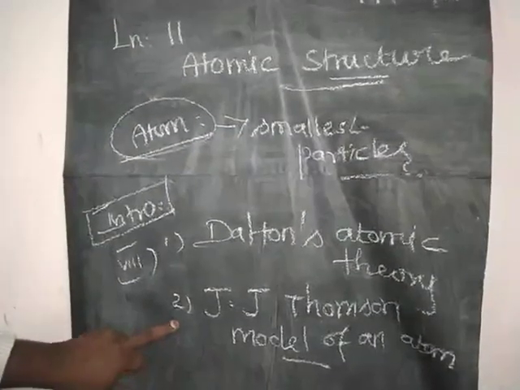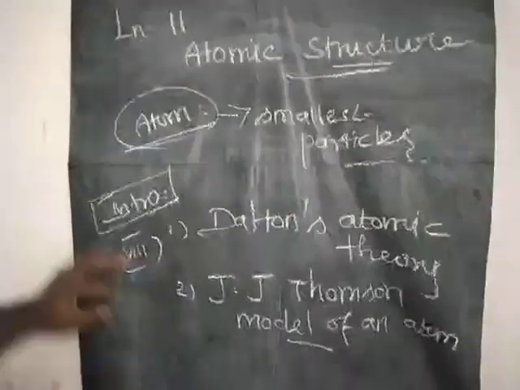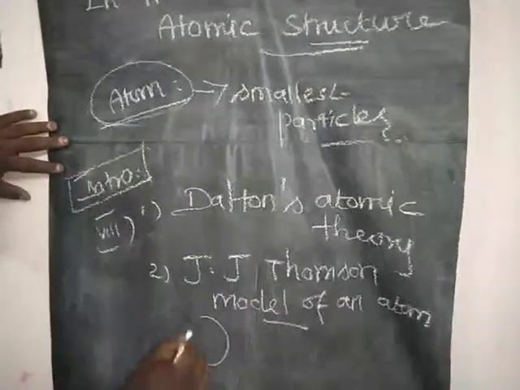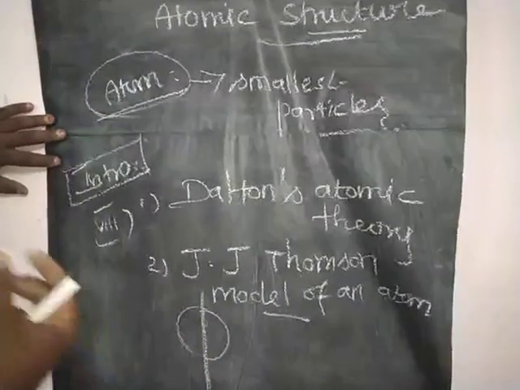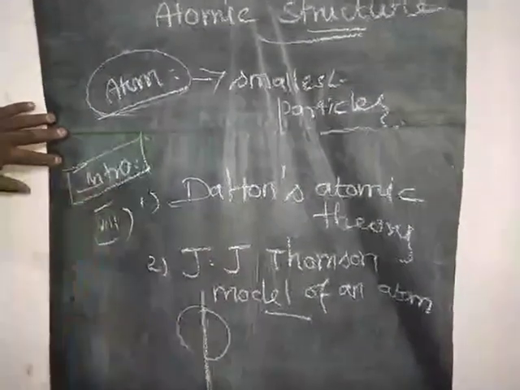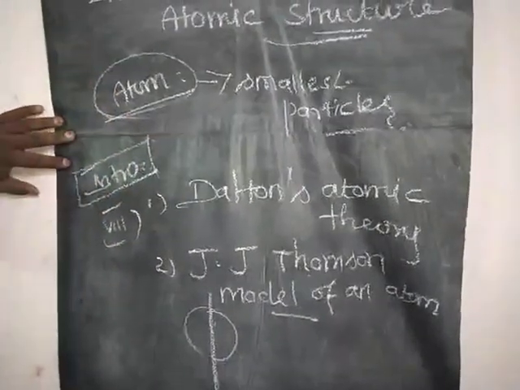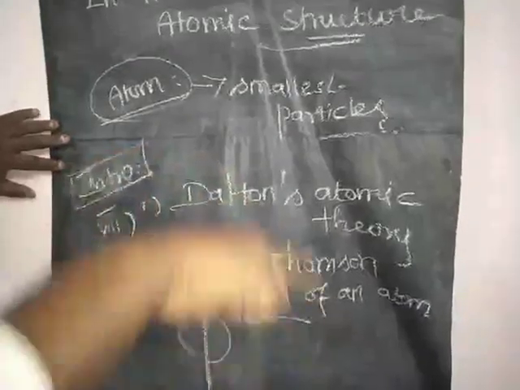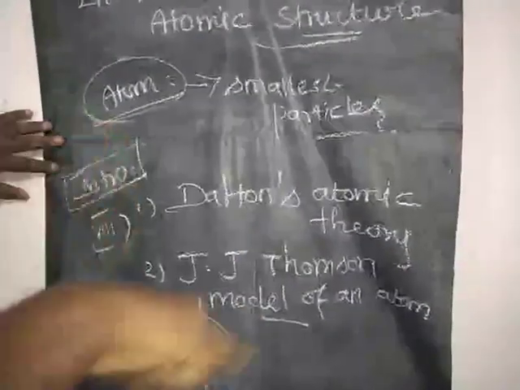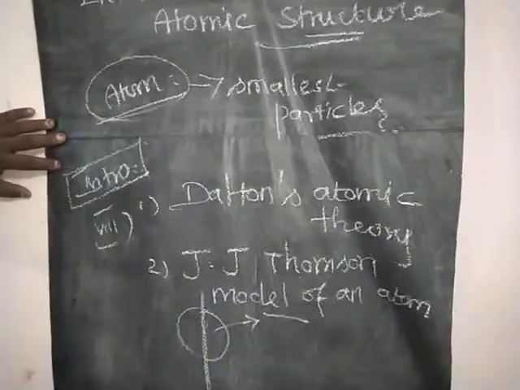Next, the J.J. Thomson model of an atom. He took a watermelon. If we cut the watermelon, there is an edible portion plus seeds. What do the seeds look like? Electrons. The electrons are embedded inside the edible part. So this model is considered the watermelon model.